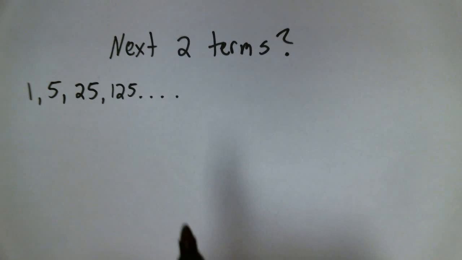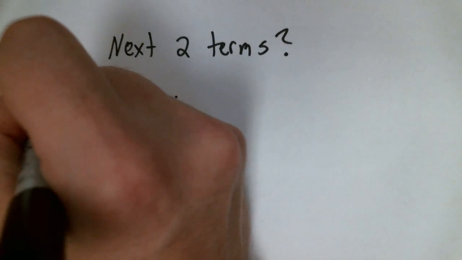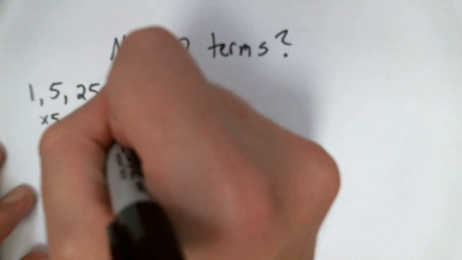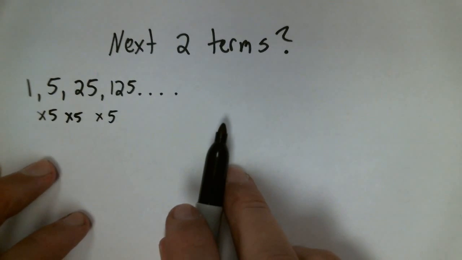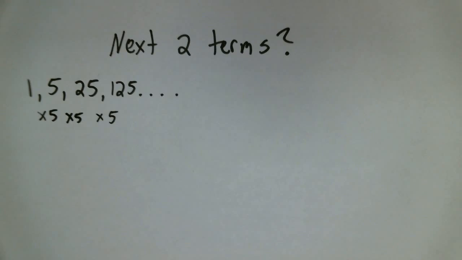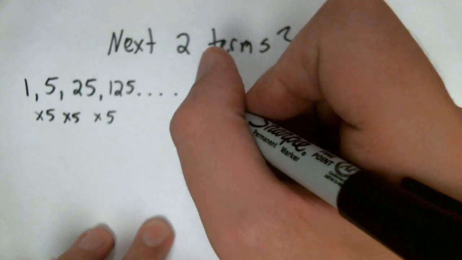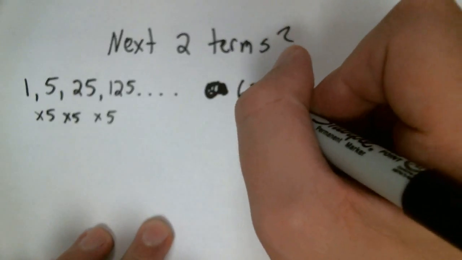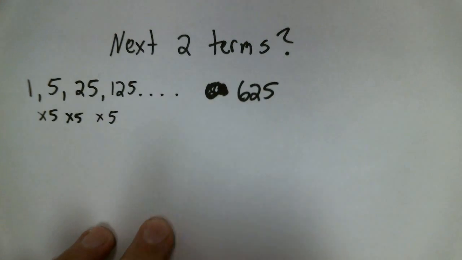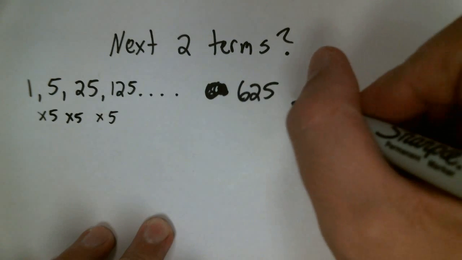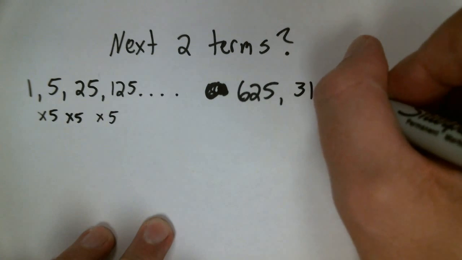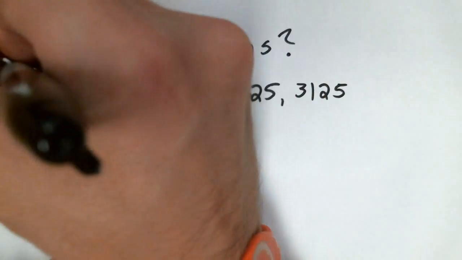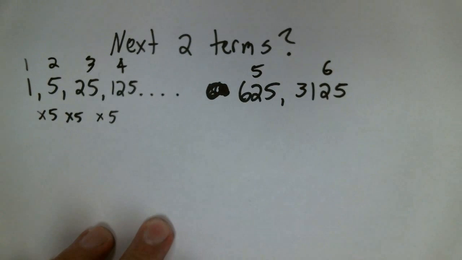Okay, so hopefully you guys have picked up on the fact, what am I doing from 1 to 5? I'm multiplying by 5. 5 to 25, I'm multiplying by 5. 25 to 125, I'm multiplying by 5. So to find the next two terms in the sequence, I'm simply going to multiply 125 by 5. And so the next term is going to be 625, okay? The next term is going to be 625 times 5, and that's going to give me 3,125, okay? So this would be first term, second term, third term, fourth term. This would be the fifth term, and then that would be the sixth term, okay?